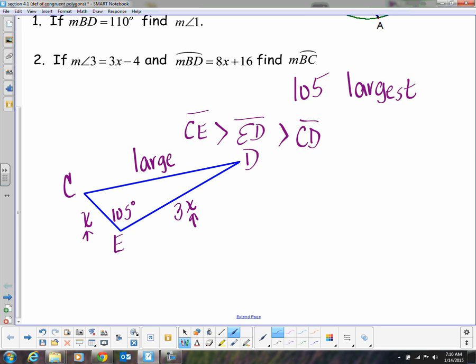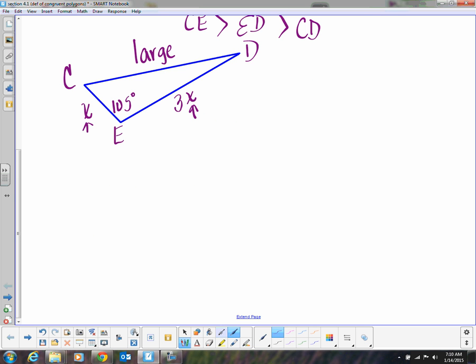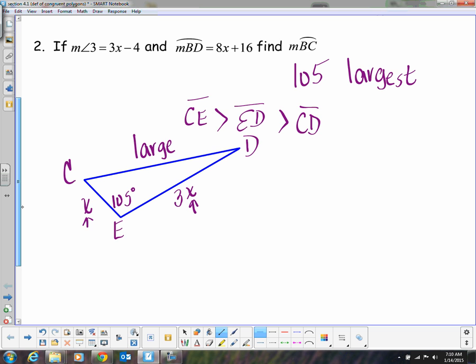Now we're going to go to 34. Find the longest side. Oh, I like 34. This one? CD is the largest.